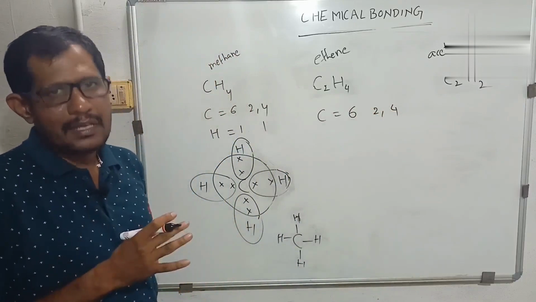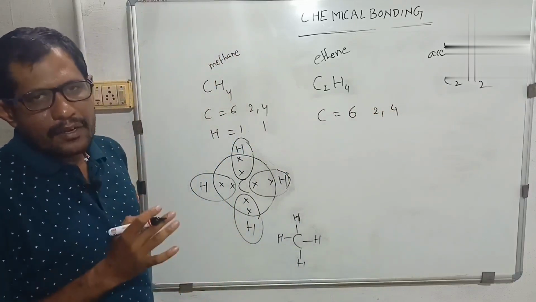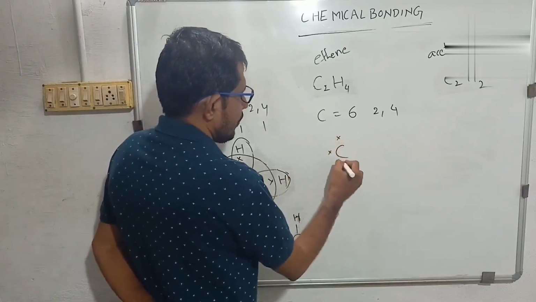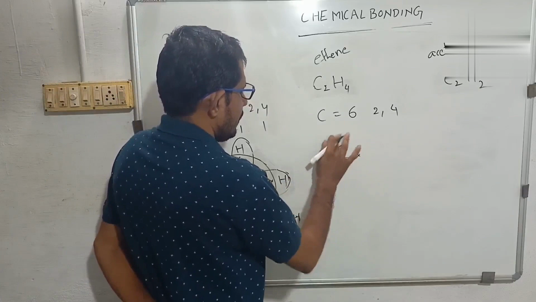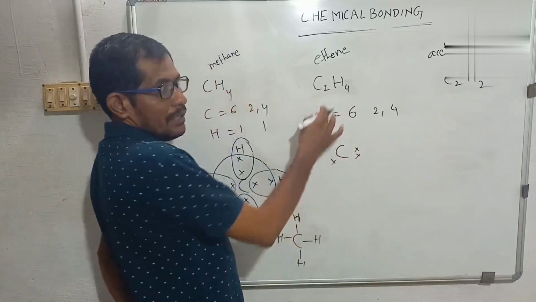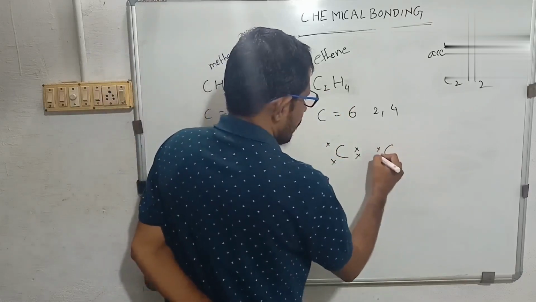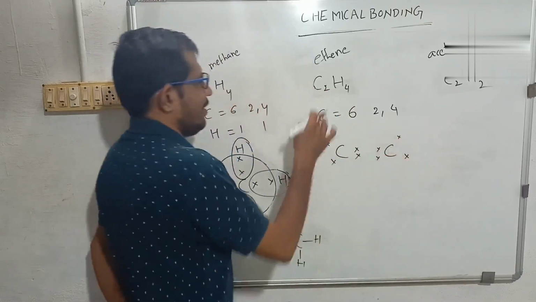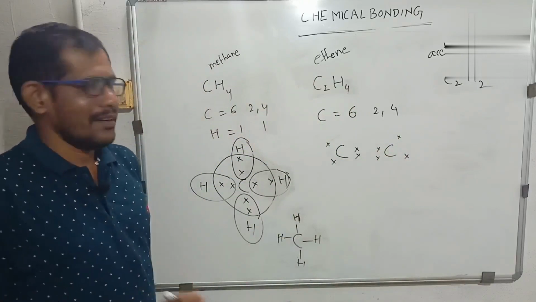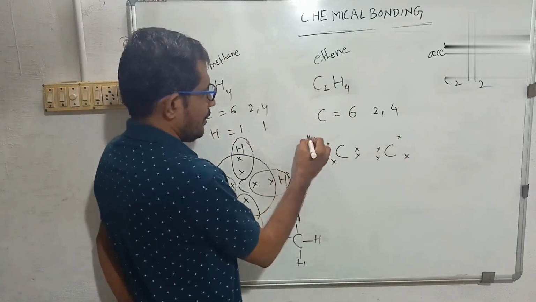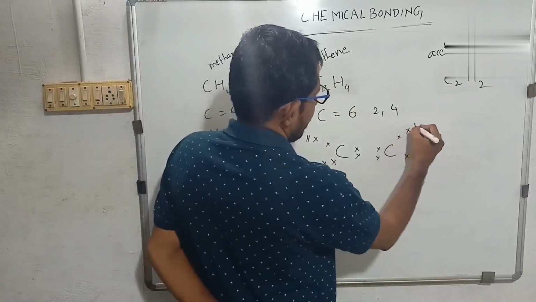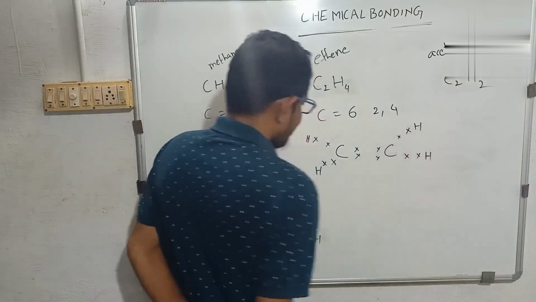Carbon atomic number is 6, it has 6 electrons. Electronic configuration is 2, 4. So carbon has 4 valence electrons. So write 4 electrons for the carbon atom, right? We have another carbon, so for that carbon also we have 4 electrons. We have how many hydrogens? 4 hydrogens. Each hydrogen has a single electron. So I am going to write the hydrogens over here like this.